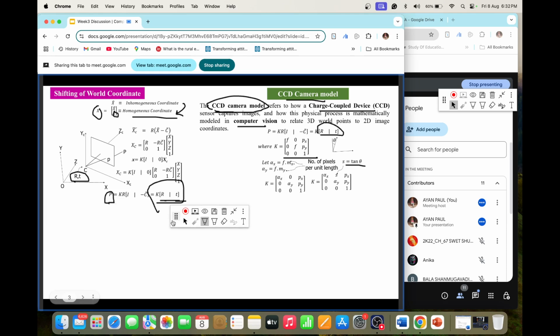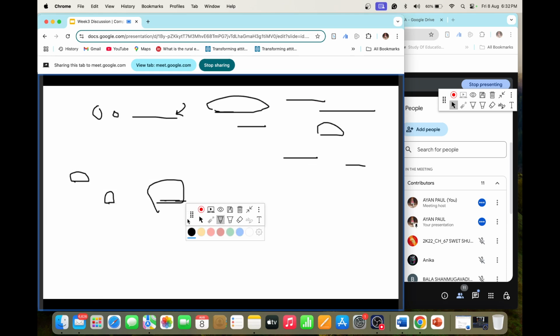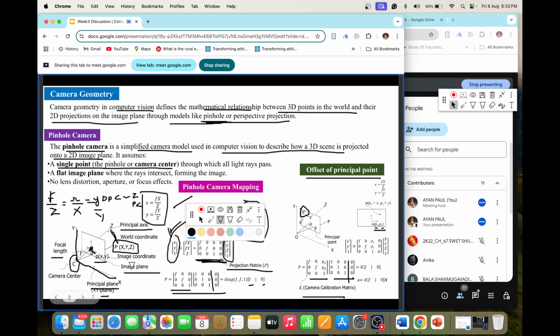Okay, so let me give a summary. Earlier, in our basic discussion, our matrix was K I 0, where K was the diagonal f f 1 with I 0. Then we changed our discussion to the offset of the principal point, and when we did this, this part remained the same, but the diagonal f f 1 changed to the K matrix.